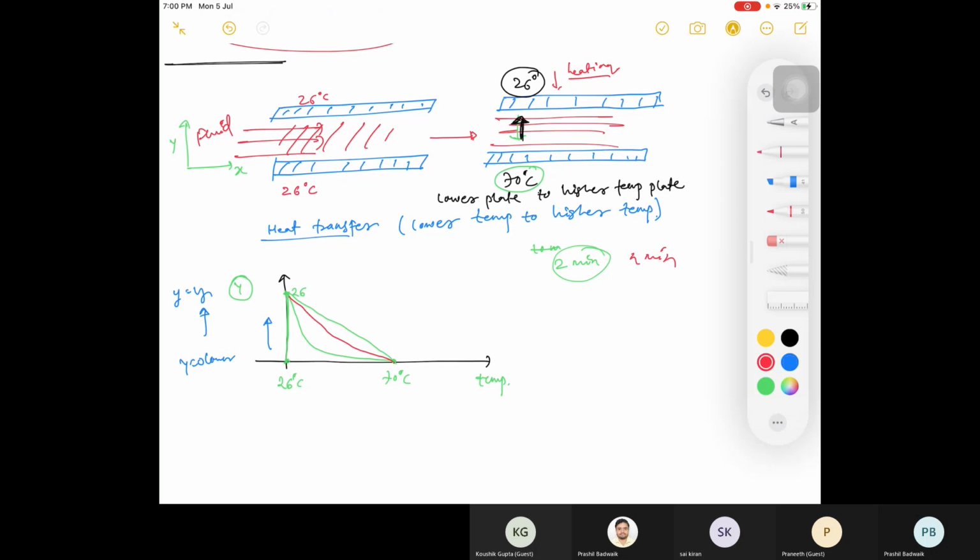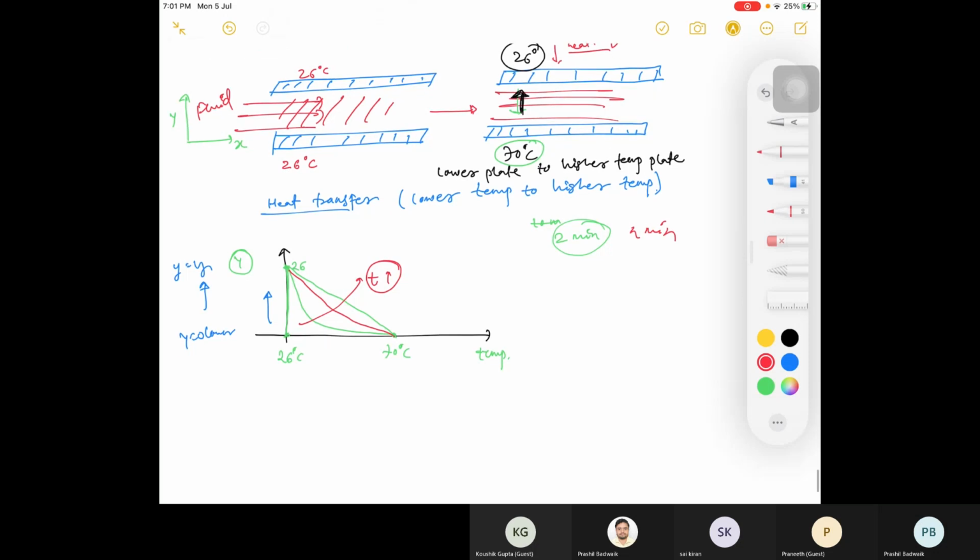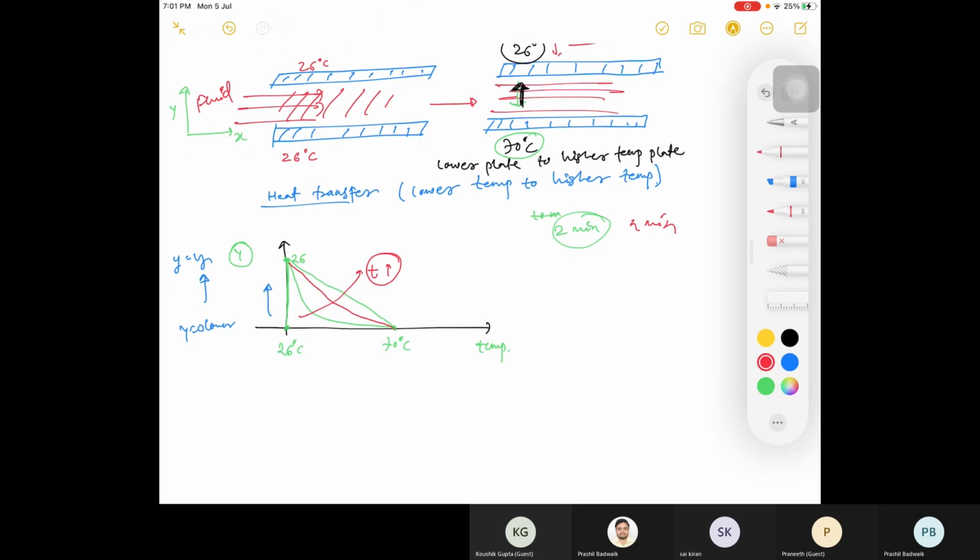Are you guys clear with this? This is your time increasing. As time increases, your upper surface temperature will increase. Slowly there will be transfer of heat and there will be an increase in temperature of the layers above and above this lower plate. Are you guys clear with this? Yes, sir. Right. With respect to time, there will be an increase in the temperature of the upper layers. This is your temperature transfer, right?